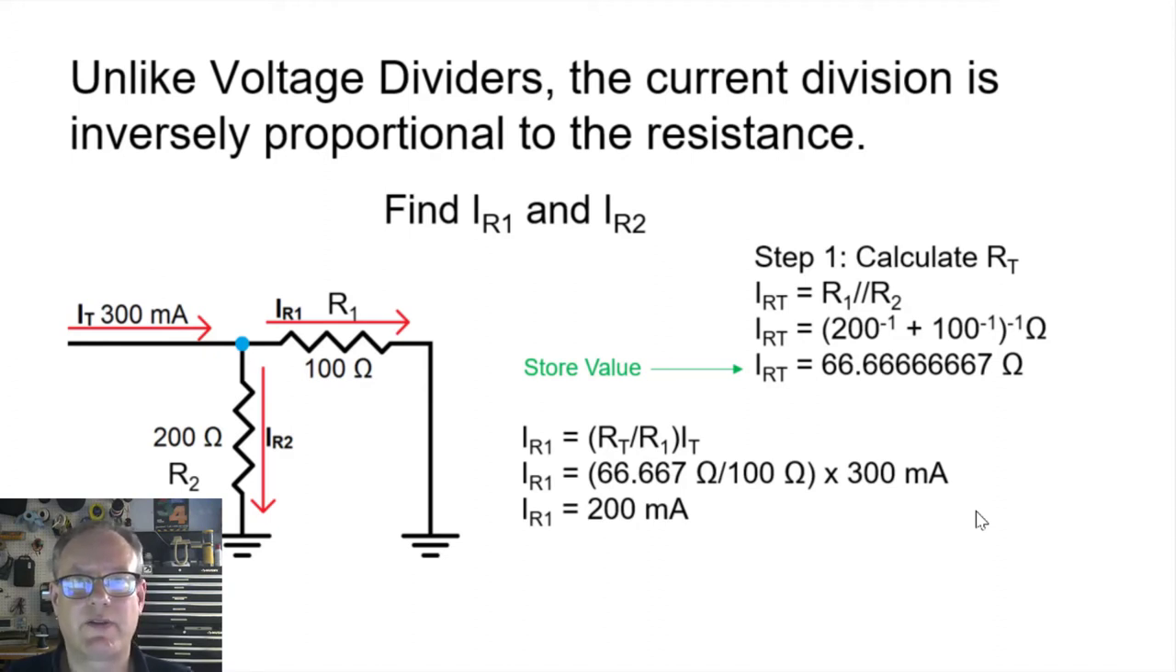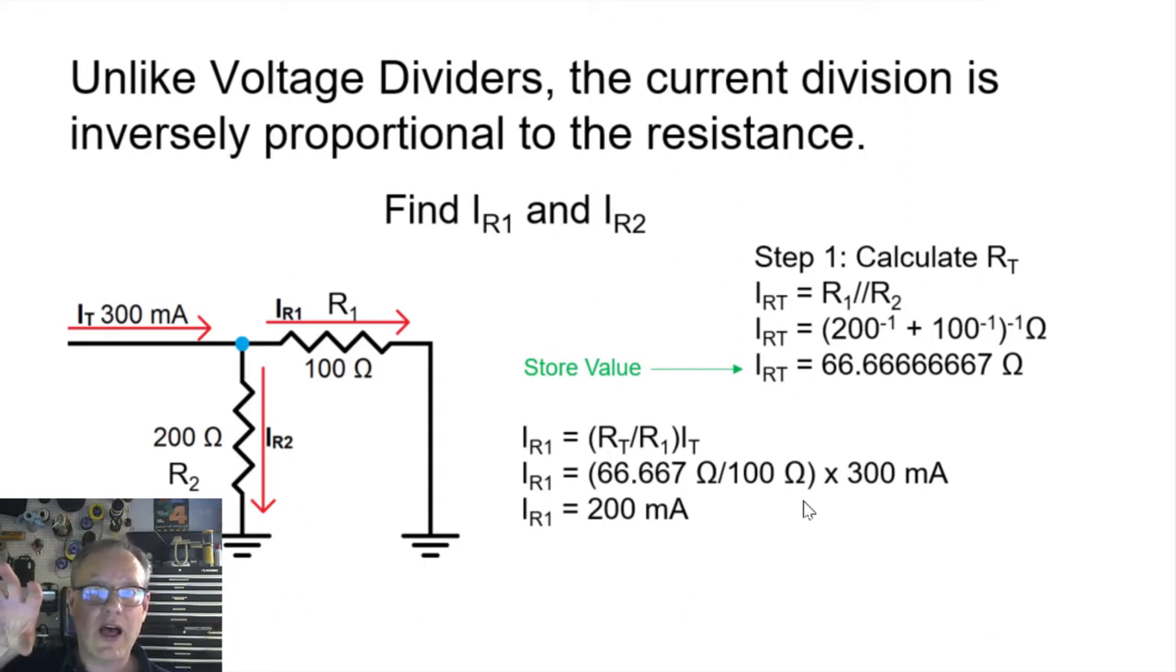So we put that on the top. That's how you remember where the resistance goes. Because these formulas, the current divider and the voltage divider, we will see this form of formulas in many other things we do.